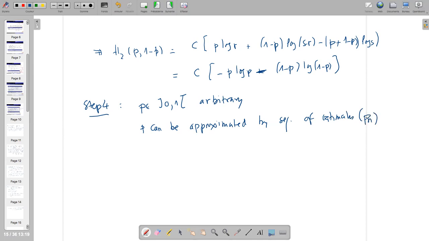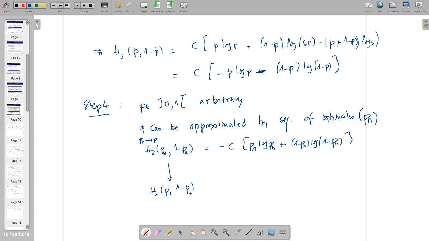So for every such Pn, I have this equation. And now I use the continuity argument because I have, this is the last postulate, the continuity of H2. This will converge, so that means that Pn converges to P, that will converge to H2 of P, 1 minus P because of the continuity of the function H. And the logarithm is also a continuous function, so by continuity, it will be minus C times P log P plus 1 minus P log 1 minus P. Okay, so that concludes this theorem.